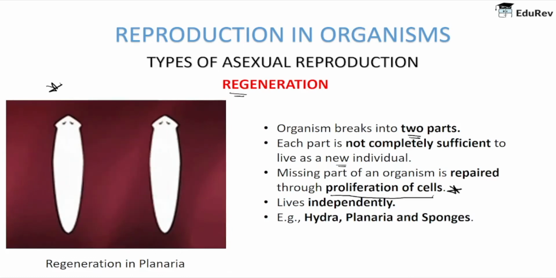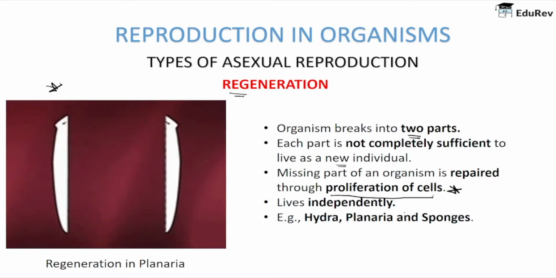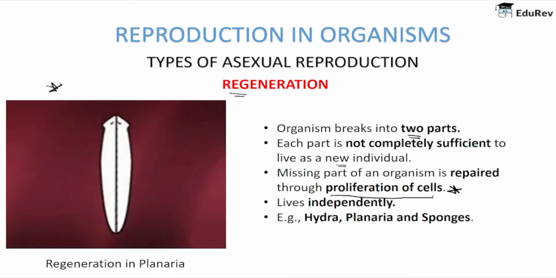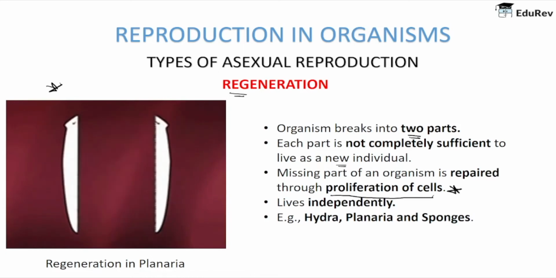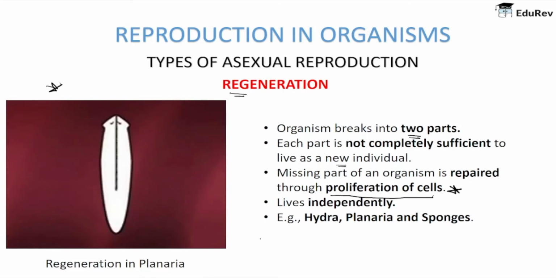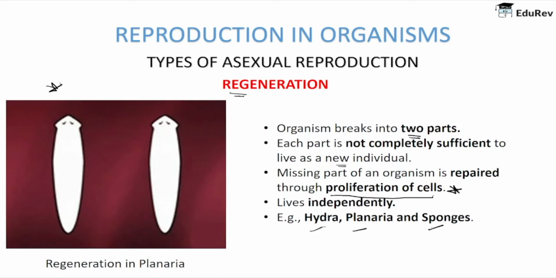Why? Because the missing part of that organism is being regenerated through the process which is known as the proliferation of cells, means multiplication of the cells, as you can see in the animation as well. Now the organisms which are formed can live independently. So coming to its example, regeneration is generally seen in Hydra, Planaria and sponges.